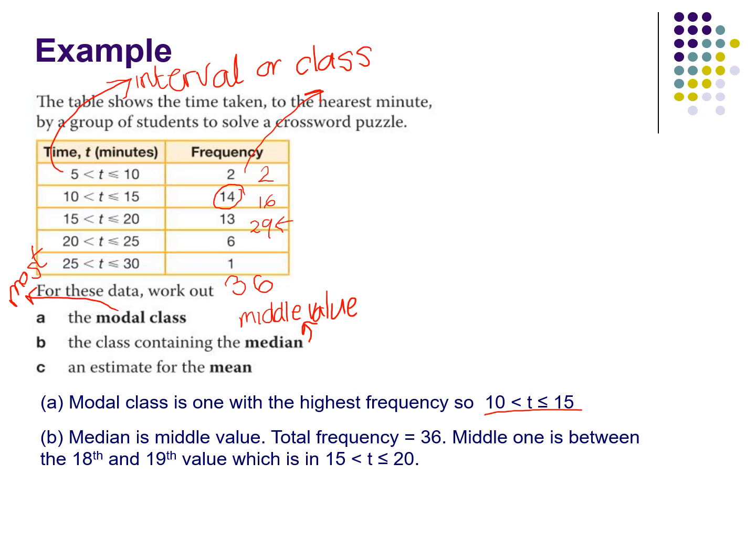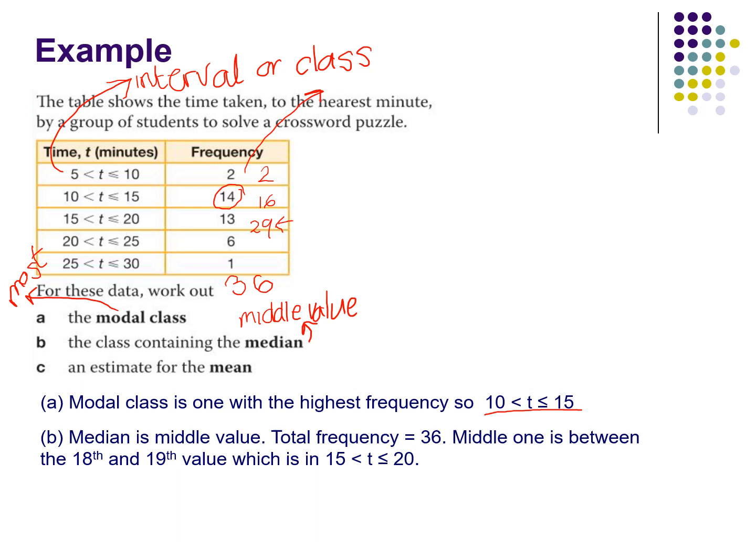Okay, final thing we want to do is work out an estimate for the mean. Now remember why that's an estimate for the mean. It's because we haven't got the individual values, we haven't got the individual data items here anymore. All we know is that there's 2 within that interval, 14 within that interval, 13 within that interval, etc. like that. So we don't know what those values are.